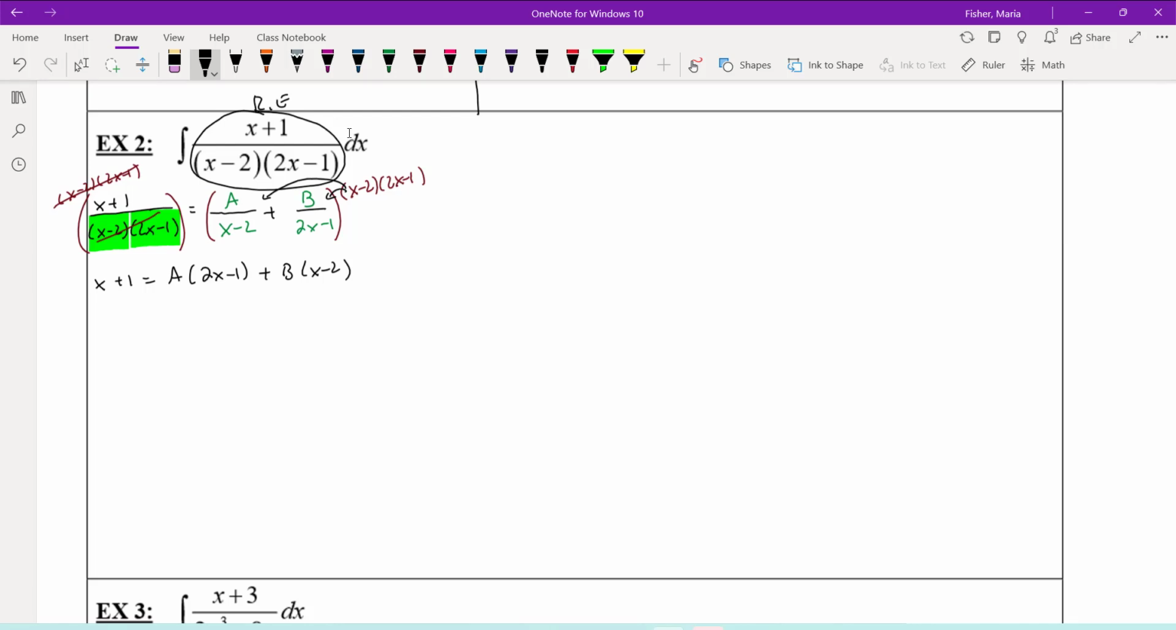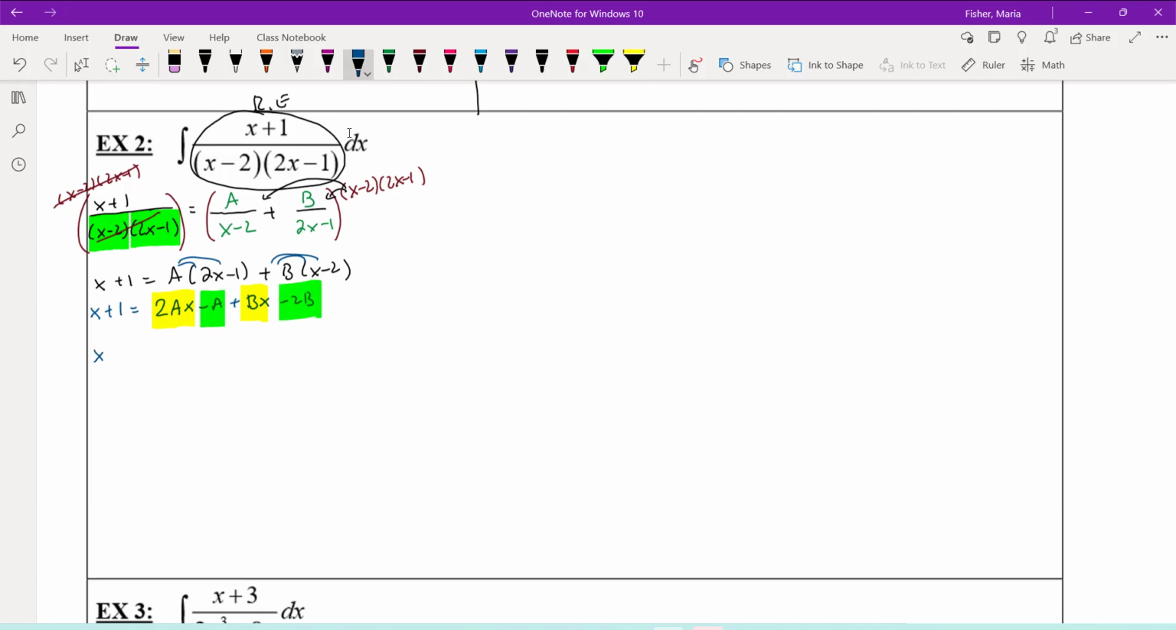Now for this problem, instead of using convenient values, I'm going to go ahead and do a system of linear equations just to show you something different. What you do when you're doing a system is you distribute and then you collect your terms. I'm going to distribute first. This becomes 2Ax minus A plus Bx minus 2B. Then I'm going to collect my terms, all my x terms together and all my constants together.